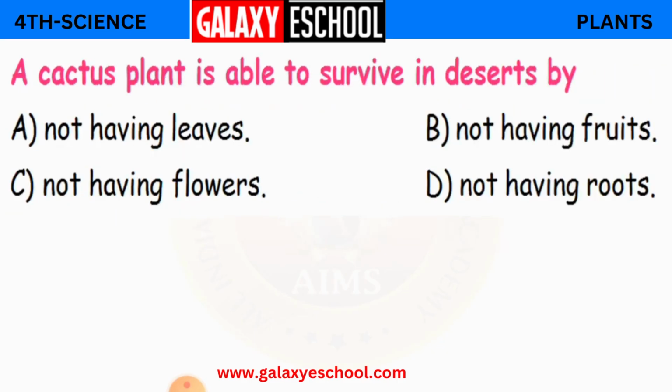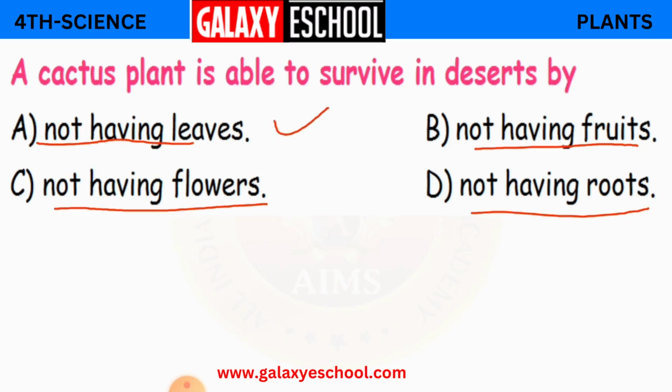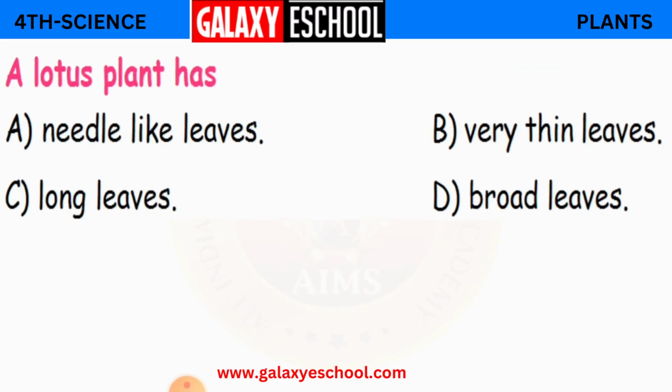Next question. A cactus plant is able to survive in deserts by not having leaves, not having fruits, not having flowers, or not having roots. Okay, children. So which option lets a cactus plant survive in the desert? It is A option, that is not having leaves. Okay, children, clear? Now the next question.